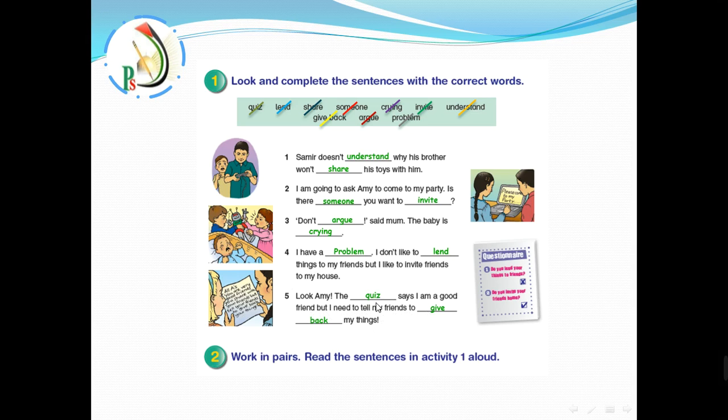And let's move to activity number 2. Word compares, read the sentences in activity 1 aloud. You can practice it by yourself, pause the video, read them again, practice your reading, and let's move to the third activity.